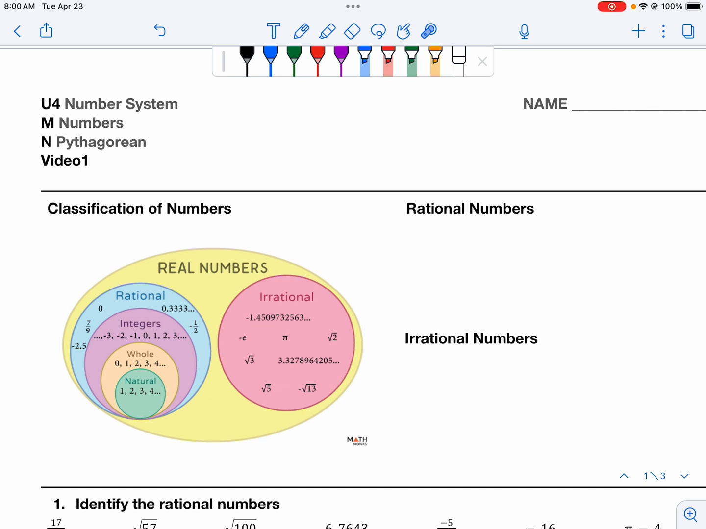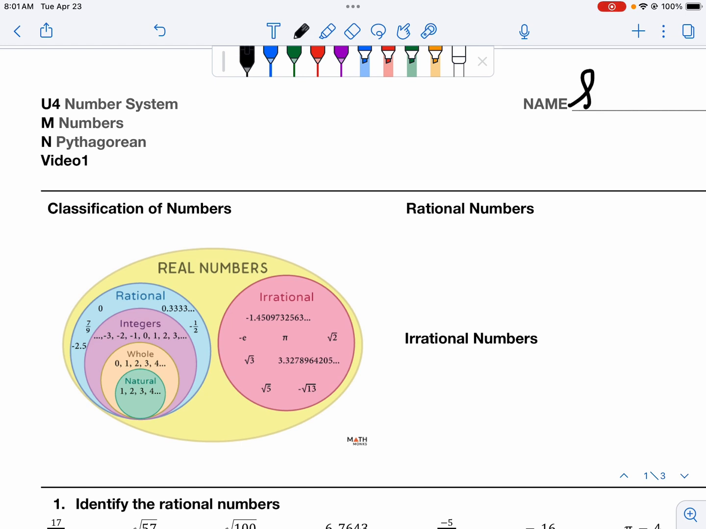Then within the rational numbers, there are integers, whole numbers, and natural numbers. The integers are positive and negative whole numbers. Natural numbers are the counting numbers. Then irrational numbers are things like the square root of 3, the square root of 5, and pi. They can be turned into decimals, but the decimals never repeat or terminate.